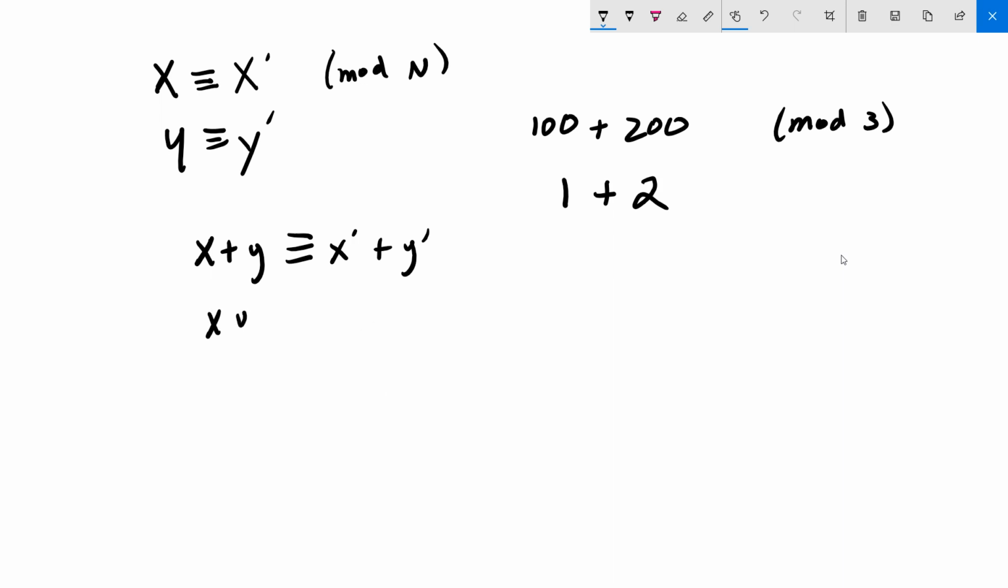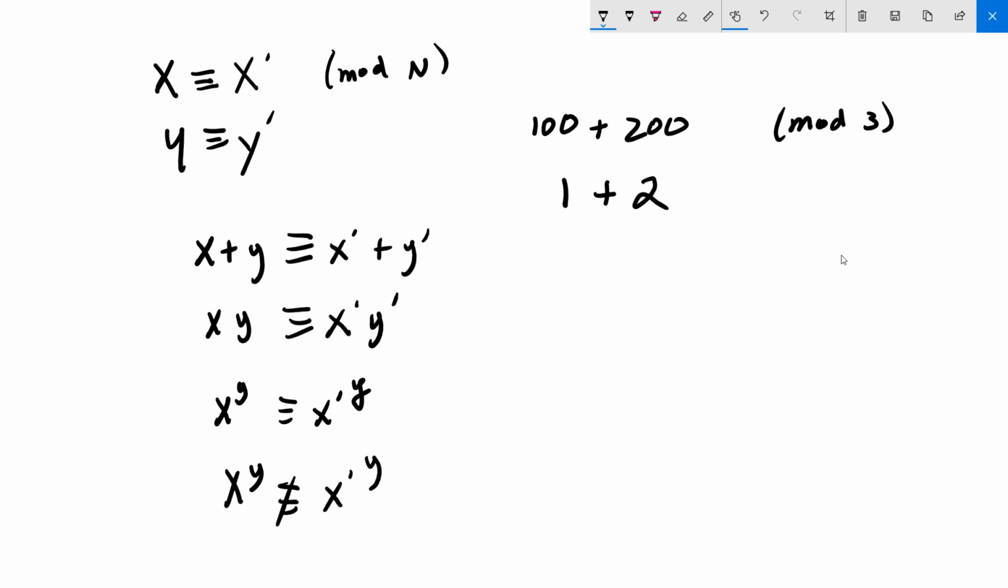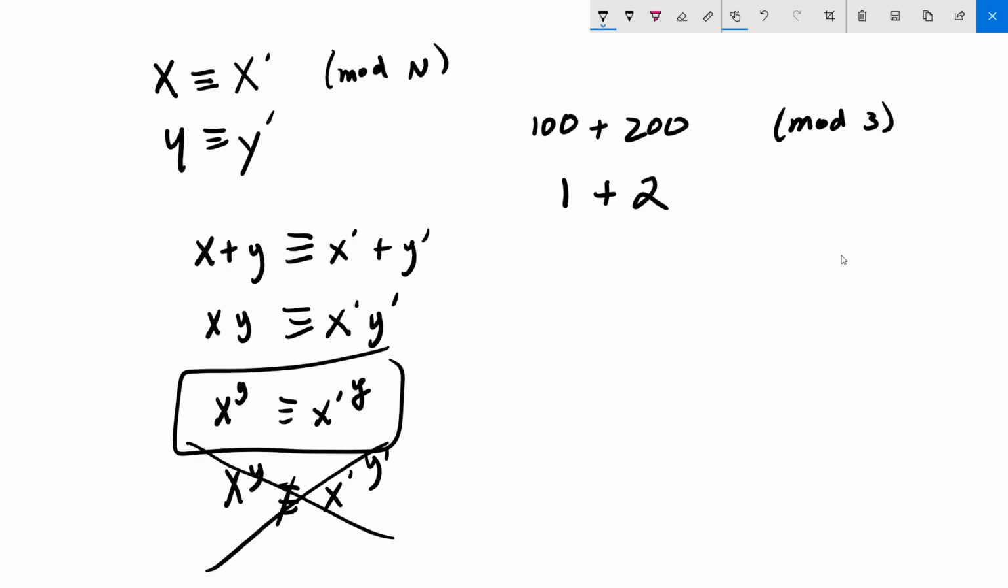Same thing here. x times y is congruent to x prime times y prime. And x to the y is congruent to x prime to the y. Notice it's not congruent necessarily to x prime to the y prime. So that's bad, but that works. Is that good? Any other questions?